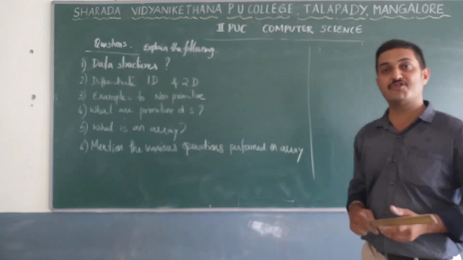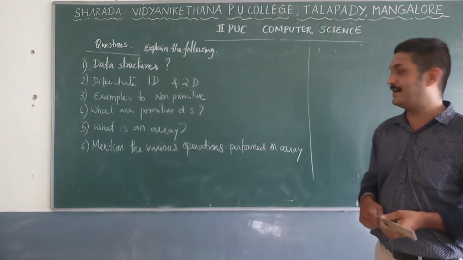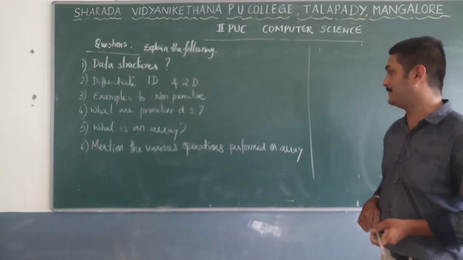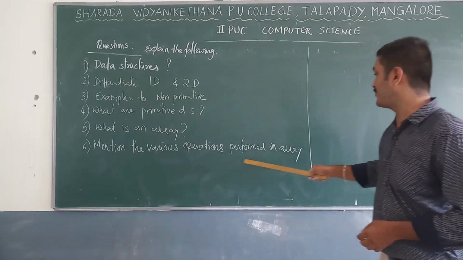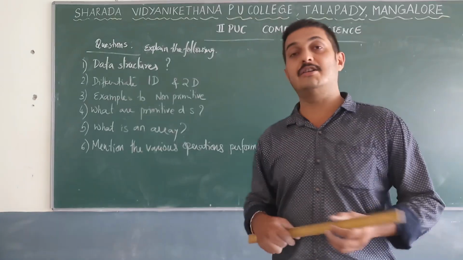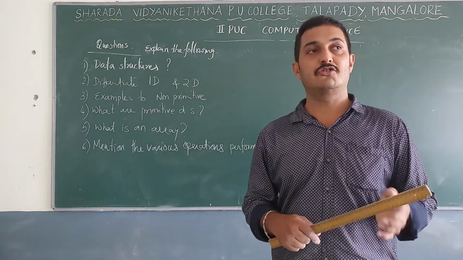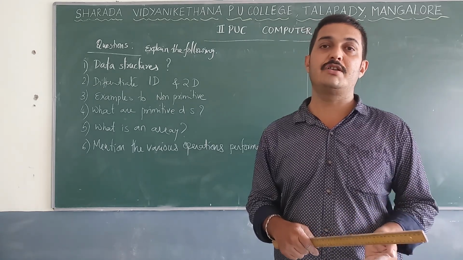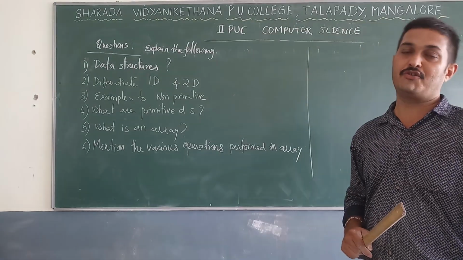An array is a collection of elements, or a collection of homogeneous elements. It may use index values, that is, the subscript, to specify its size. Next, mention the various operations performed on arrays. The operations on arrays are traversal, searching, sorting, deletion, insertion, and the last one is merging. Okay, these are about one-dimensional array.